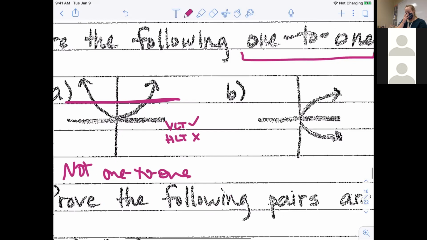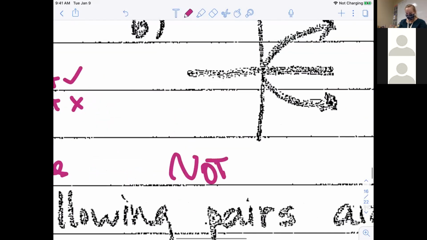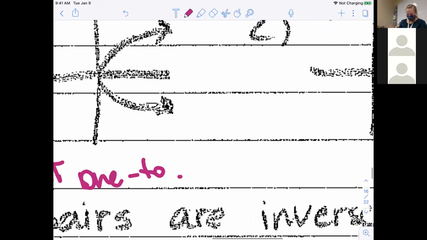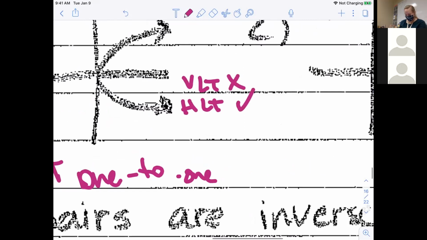Oh, I'm sorry, I'm so yawny today. What about letter B? Nope, not one-to-one. What does it not pass? It does not pass the vertical line test. So its VLT is bad, and it actually does pass the HLT, so we'll give that a check. But again, it needs to pass both, can't just pass one.